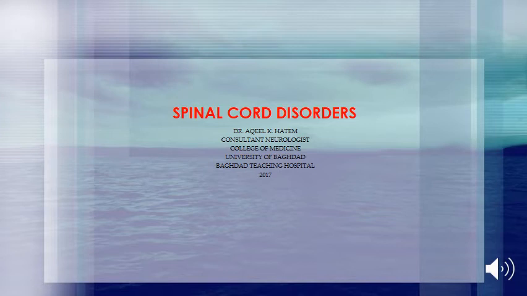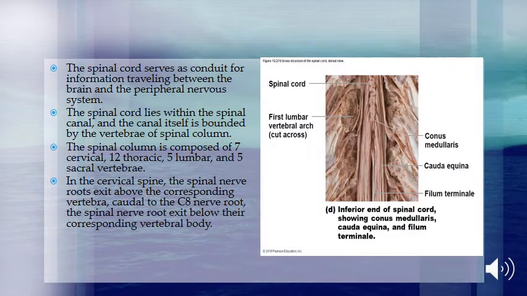And I will talk in this lecture about the spinal cord disorders. As you know, the spinal cord is part of central nervous system, and it is a continuation of medulla oblongata in the brainstem. So, it serves as a conduit for information traveling between the brain and the peripheral nervous system.